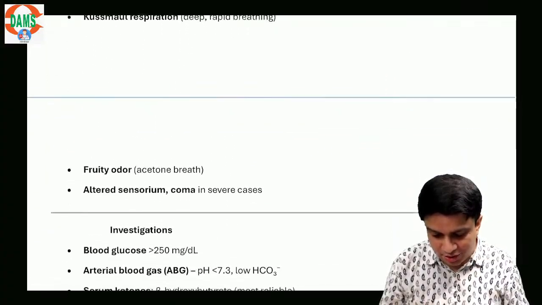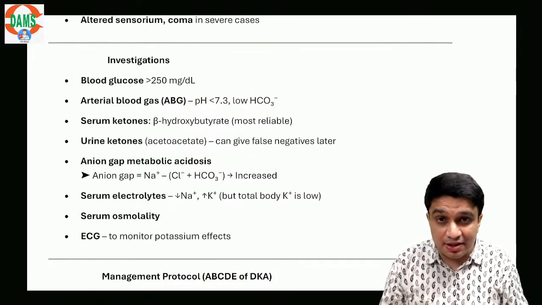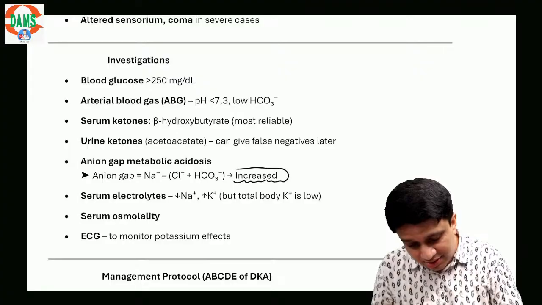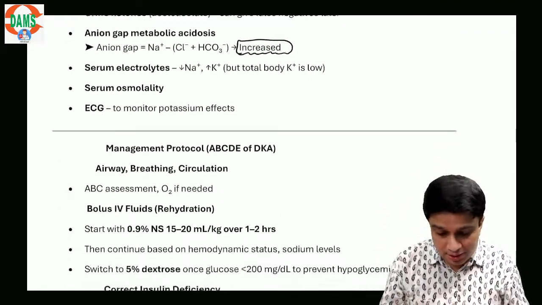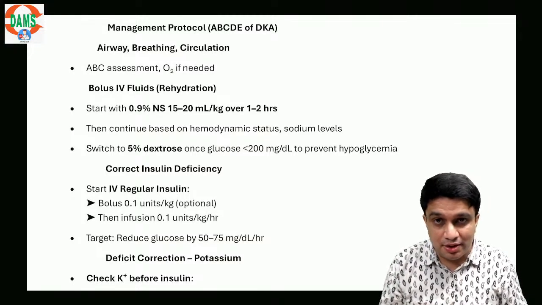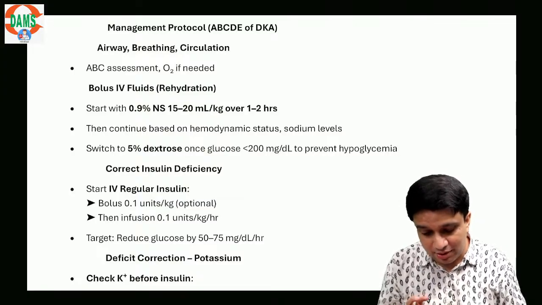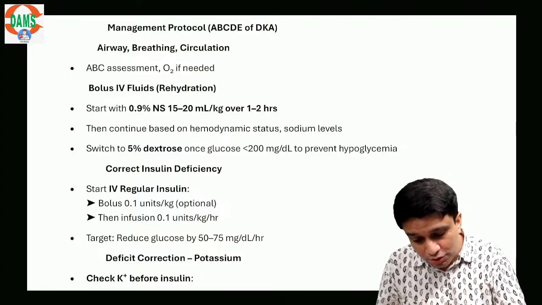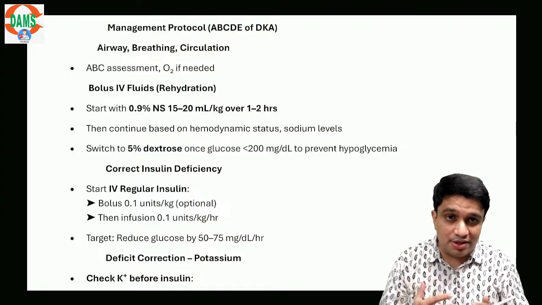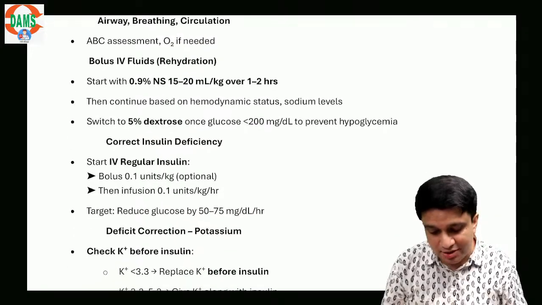Clinical features we already know, and the anion gap increases in them. There's something discussed in EBG also. Management protocol: airway, breathing, circulation. ABC assessment, oxygen if needed, bolus IV fluid. How much bolus? 0.9% saline, fast. Change it to dextrose when the glucose goes below 200. Some authors say 250 is fine, but that's the threshold, we keep between 200 to 250. We switch to 5% dextrose to prevent hypoglycemia.